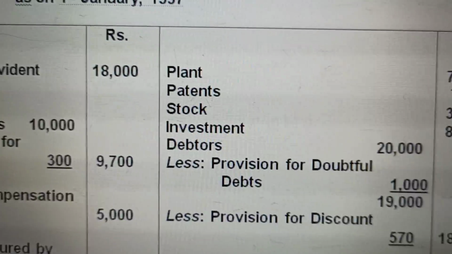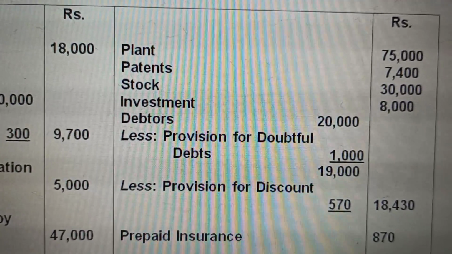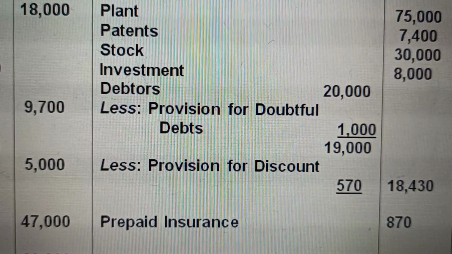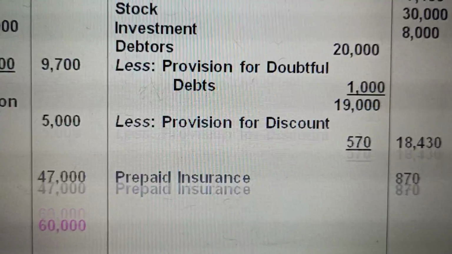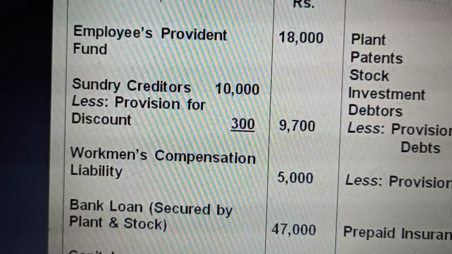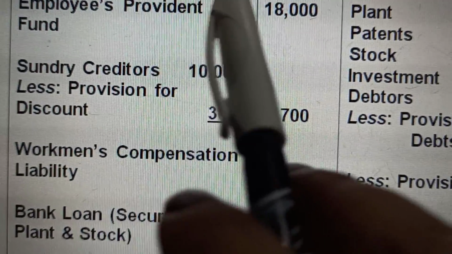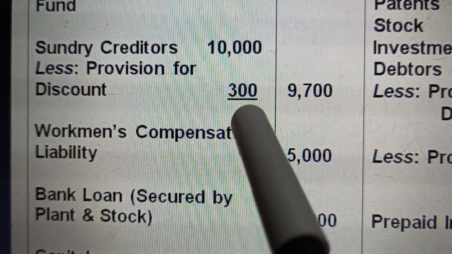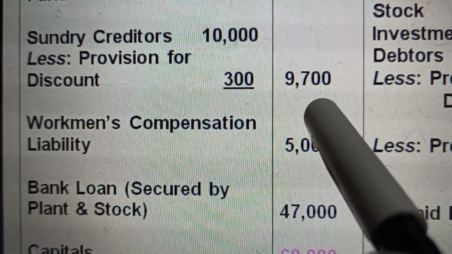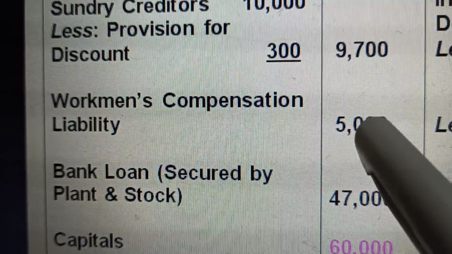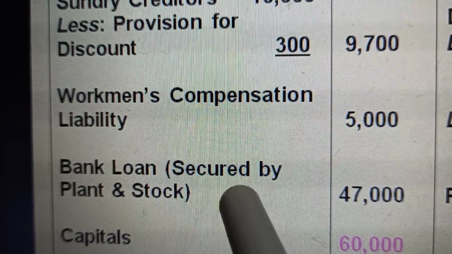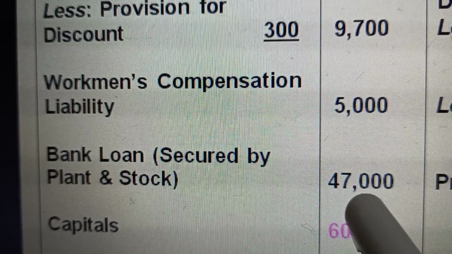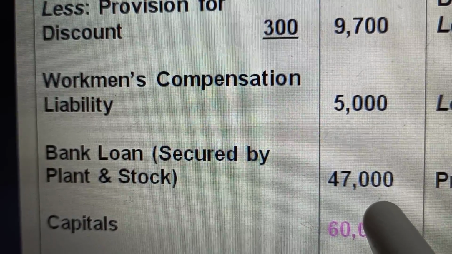In the balance sheet, the remaining plant, patent, stock, investments, debtors, minus the provision, minus the discount, everything we have found out. Unexpired insurance 870. On this side, employees provident fund, I told you it will not be distributed, it will keep featuring like this. Creditors minus the provision for discount we had created for 300. The workmen's compensation liability has now arisen. Bank loan secured by stock, rupees 47,000. This is the bank loan that had been taken from the bank, rupees 47,000.